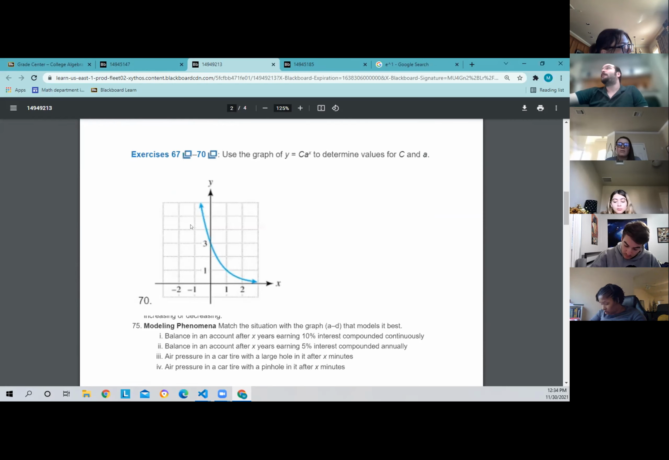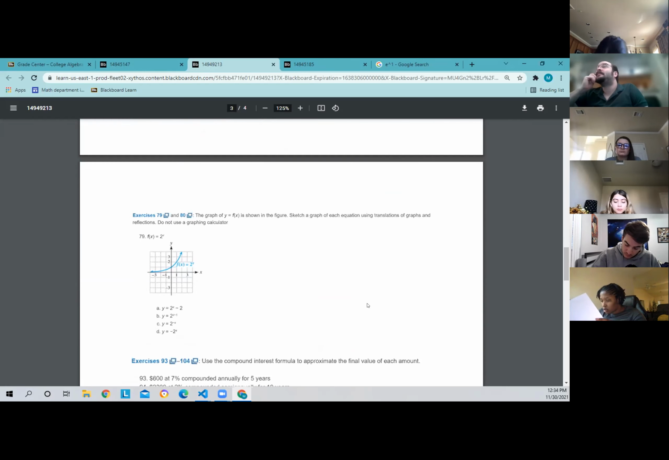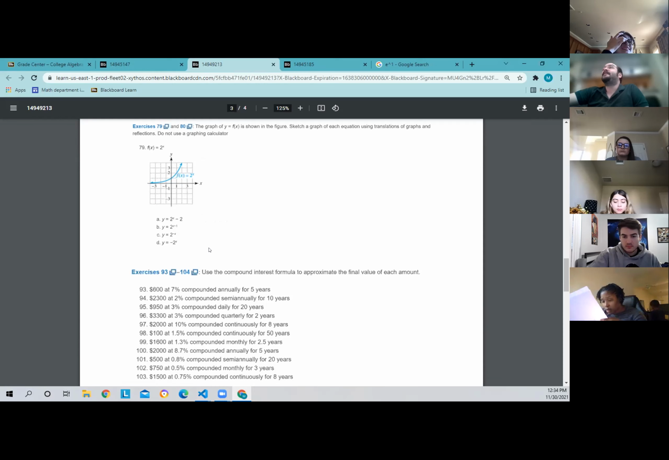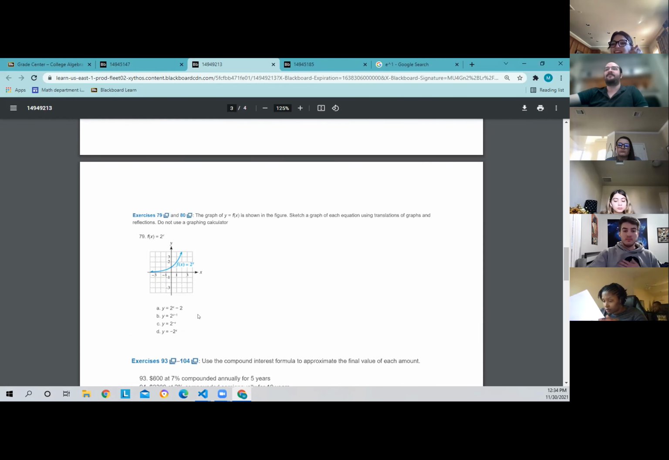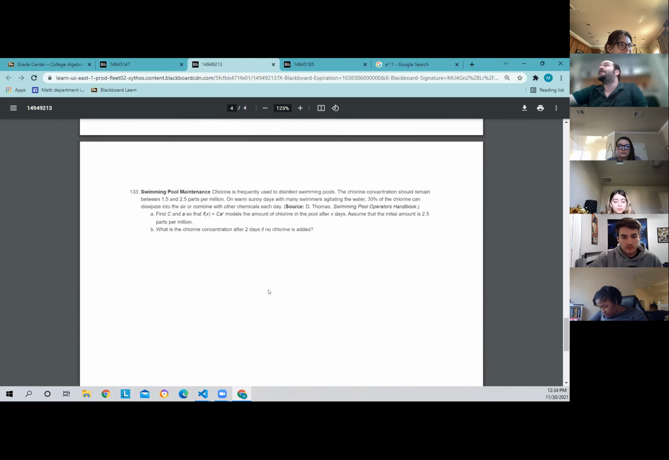70, find the formula. 75, mix and match. 79, they give you a graph and they ask you about these transformations. I'm probably not going to graph a bunch of stuff in class because it takes a lot of time. You should know how to graph them. You should be able to explain what to do, and explain the transformation that's happening. Okay. And then the last few are word problems.